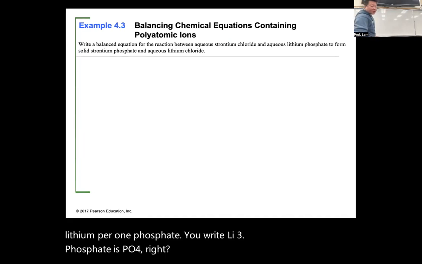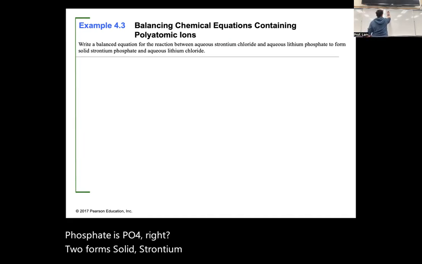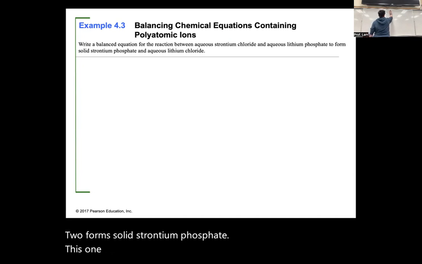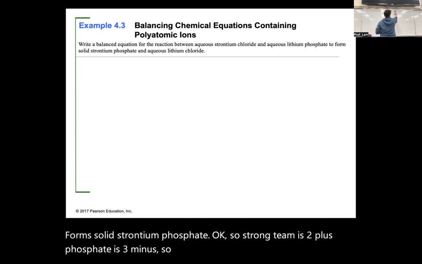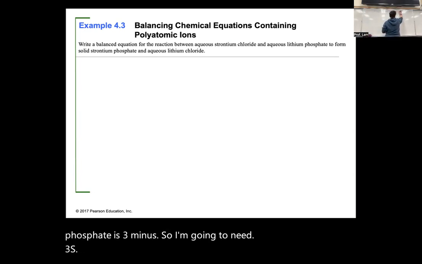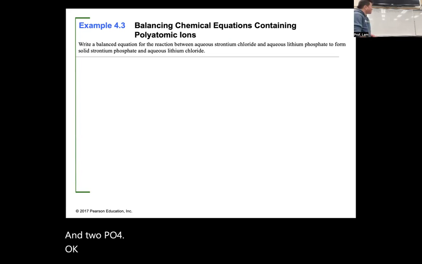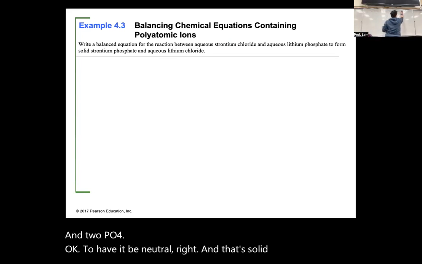Forms solid strontium phosphate. This one's aqueous. Okay, so strontium is 2 plus, phosphate is 3 minus. So I'm going to need 3 Sr and 2 PO4, to have it be neutral, right? And that's solid state. Plus, the second product is lithium chloride.